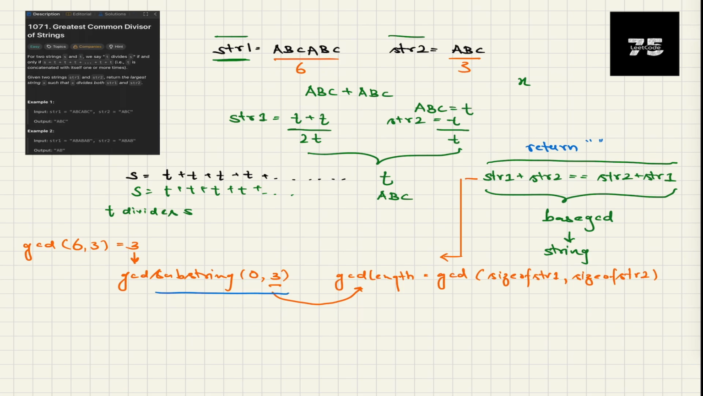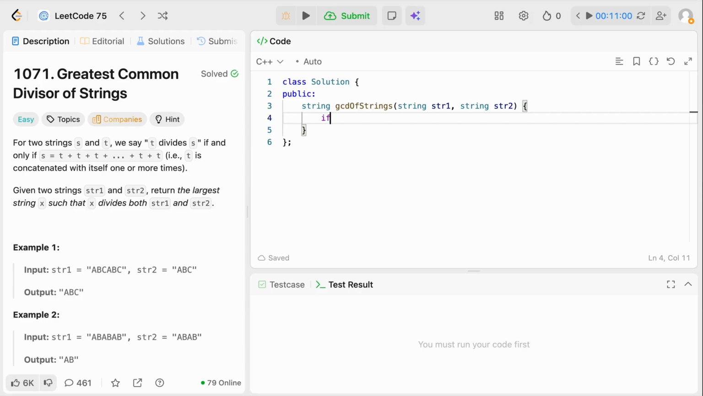Now let's code it and see if it runs fine. As we discussed, if the strings after concatenation are not the same, that means we cannot have a greatest common divisor substring. So let's write that condition first. If string 1 plus string 2 is not equal to string 2 plus string 1, I can just return an empty string, because in that case we do not have any common substring.